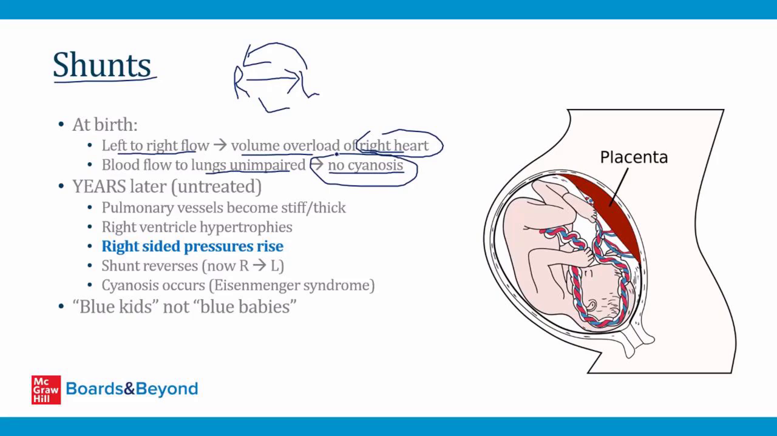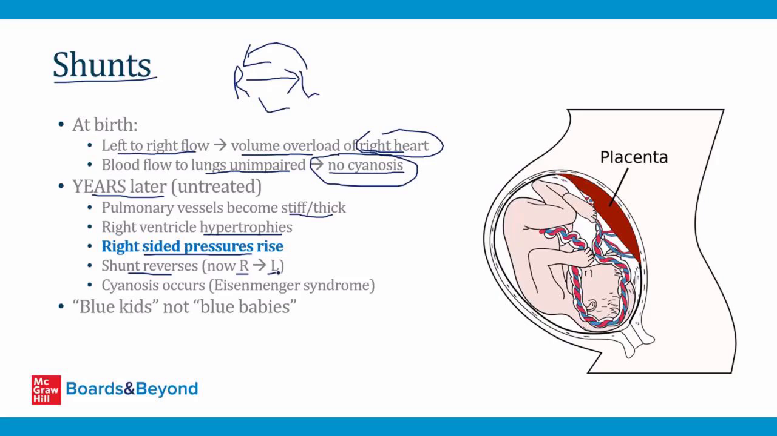That baby probably has one of the more complicated congenital heart defects that I talk about in the video on cyanotic congenital heart disease. Now, if a baby's born with a significant shunt and it goes untreated for years, this almost never happens in the modern era, but eventually the pulmonary vessels become stiff and thick from excess blood moving through them. Also, the right ventricle begins to hypertrophy, and eventually right-sided pressures start to rise, and they can rise so much that the shunt can reverse and now start going right to left.